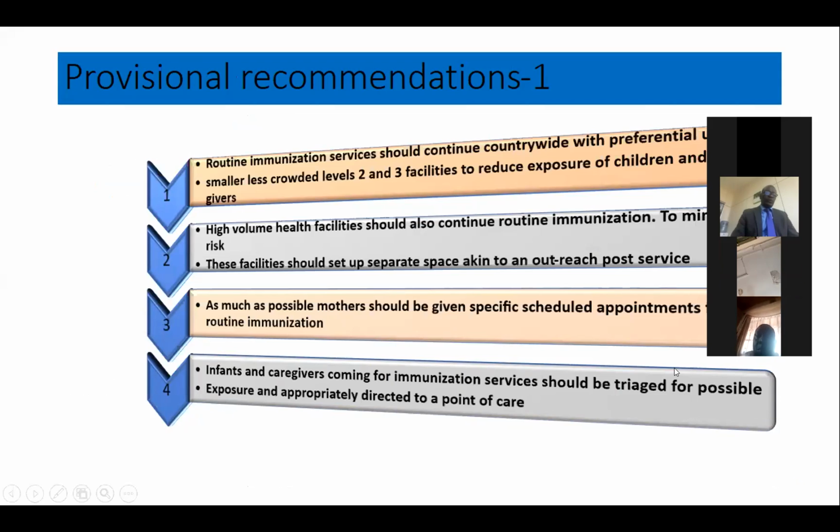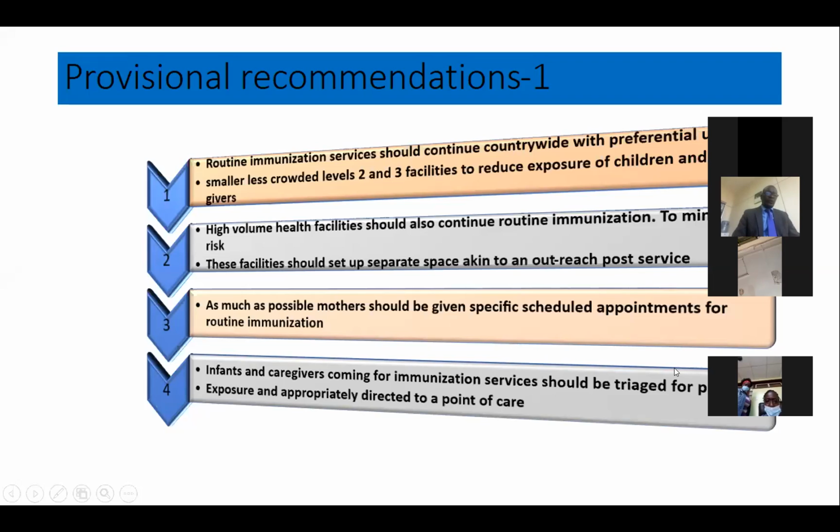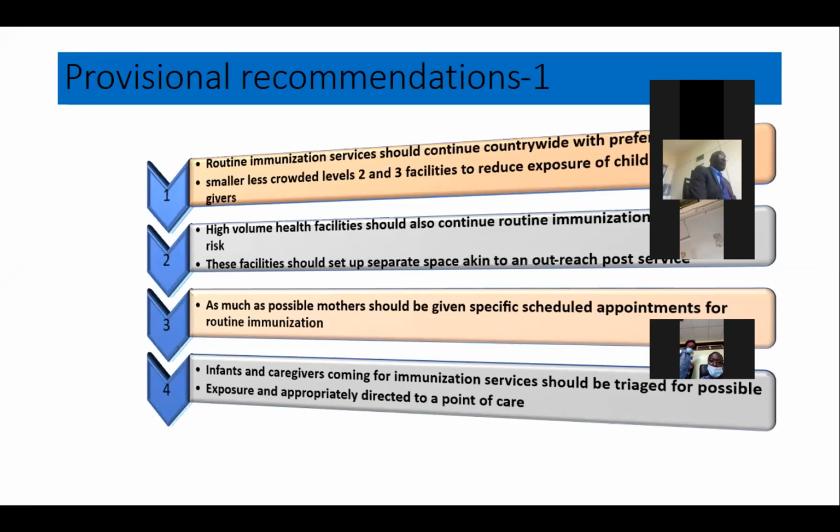But let us try to use the less crowded level 2 and 3 facilities to reduce exposure of children and caregivers. So where vaccination has to be done, because vaccination has also to continue in the high volume health facilities, to minimize risk, we should set up separate spaces akin to an outpost service. And that is where we should carry out our vaccination services.